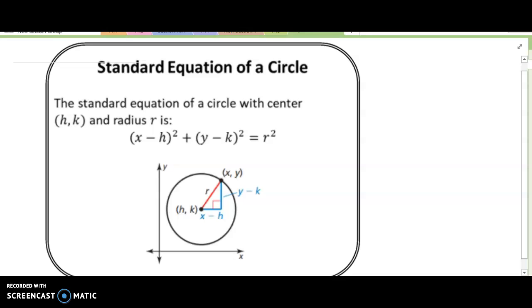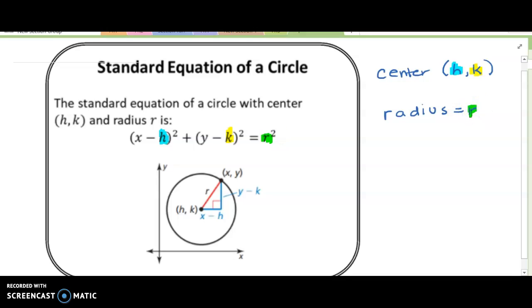Alright guys, this is the video for this foldable, and in this foldable we're going to talk about the standard equation of a circle. Okay, so this is the standard equation of a circle. And if this is the standard equation of the circle, then the center of the circle is (h, k), and the radius is r. Okay, so if I unhighlight that, here's my h, here's my k, and then here's my r.